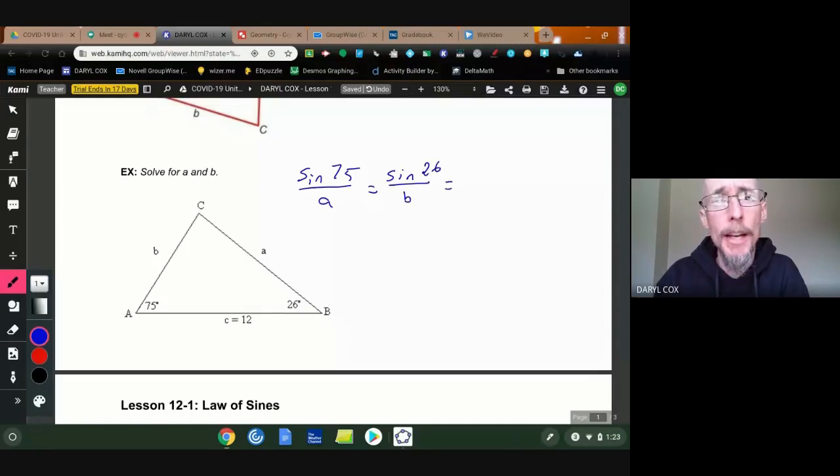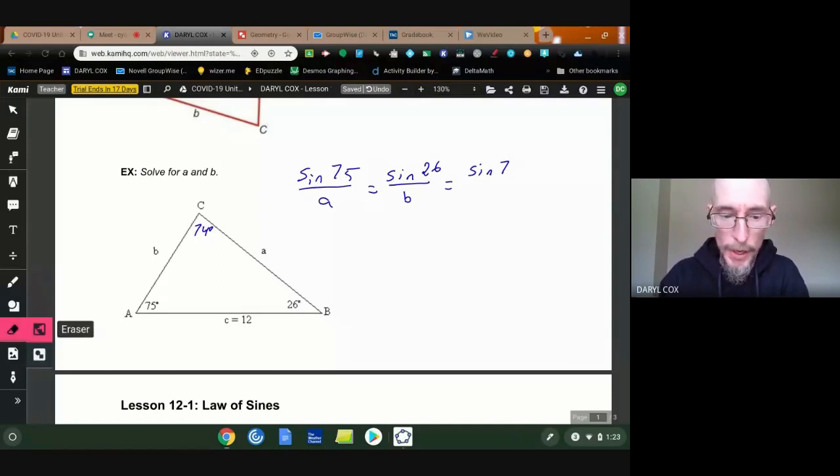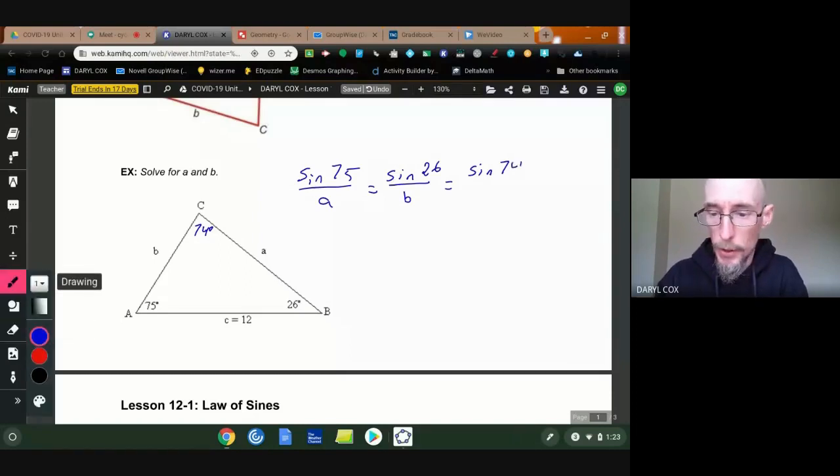And I'm going to go ahead and set up my last one too. The sine of, whoops, I need to get angle C. Well, luckily, we have 2 angles. And I remember that the angles of a triangle sum to 180 degrees. So I can find out that this last angle is 74 degrees. Okay, so the sine of 74, not 75, sine of 74 degrees over side C, which is 12.